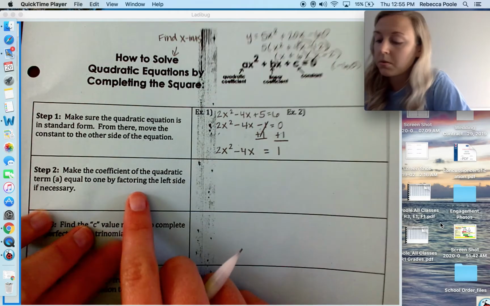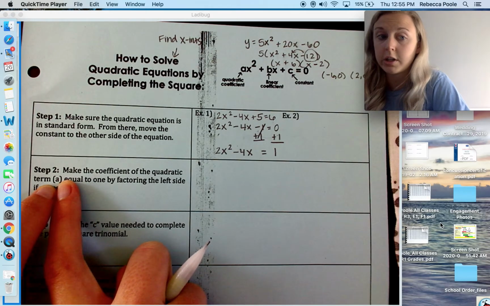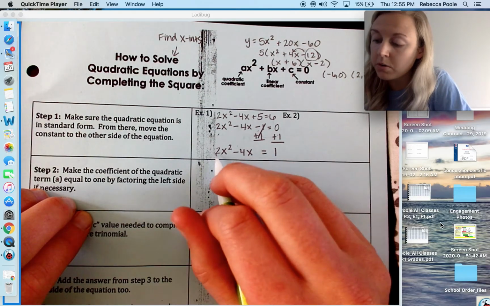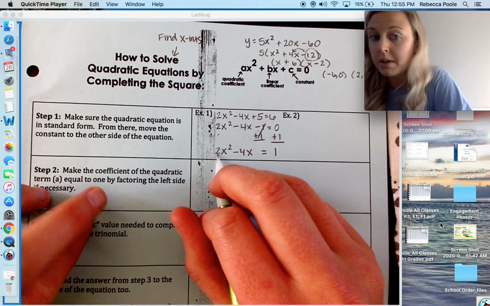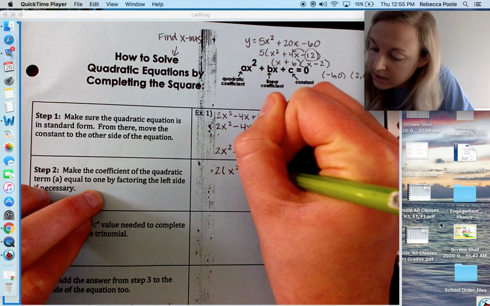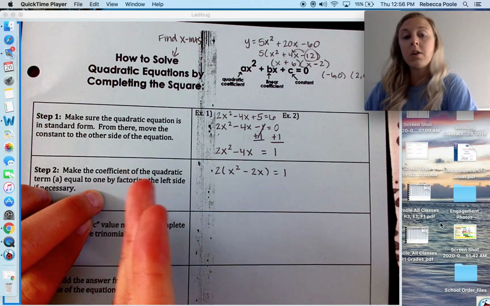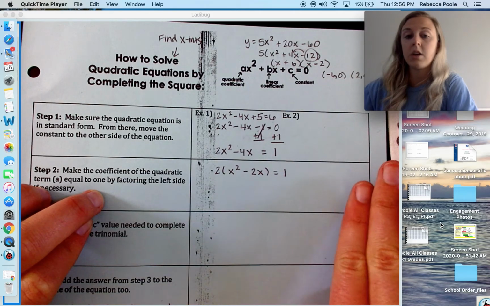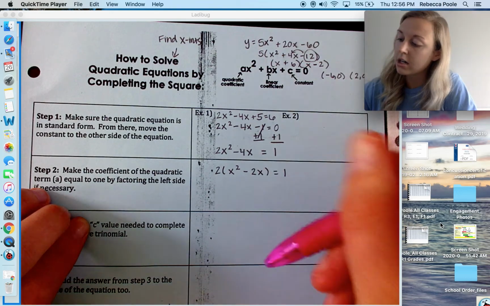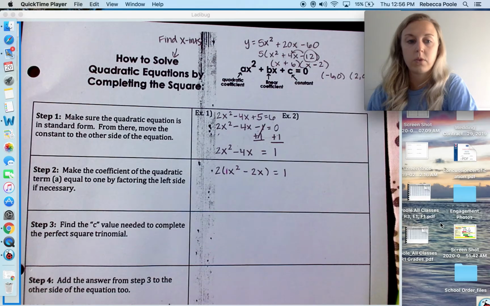Okay, so your next step, make the coefficient of the quadratic term, so the a value, equal to 1 by factoring if necessary. So my a value is not 1, it's a 2. So what this step is telling us to do is to take out the a, which means I'd be left with just a 2x for the next part. And that's only on the left side. So the constant that's on the other side, we're just going to leave the same. All right. So now if you look in front of your x squared, there is an understood 1. So we're good here.